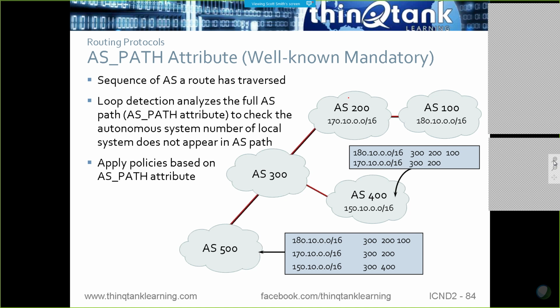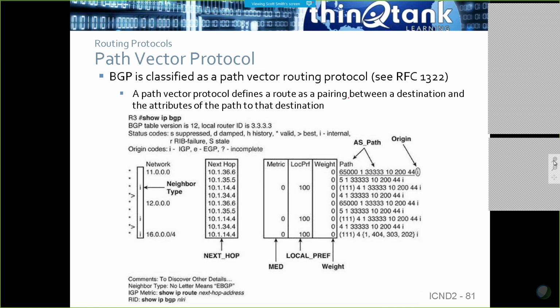Now, if I go back to the very first slide, not the very first one, but this one right here. Now you know what AS Path is. To get to the 11 network, all right, I have to go to AS 65,000, AS 1, AS 33, 33, 33, AS 10, AS 200, AS 44. Make sense?